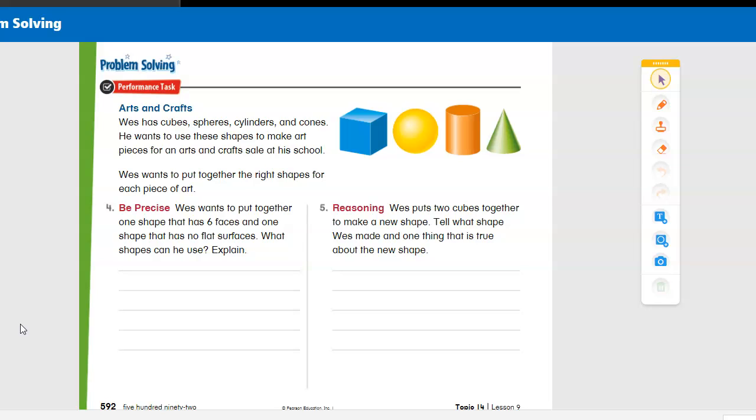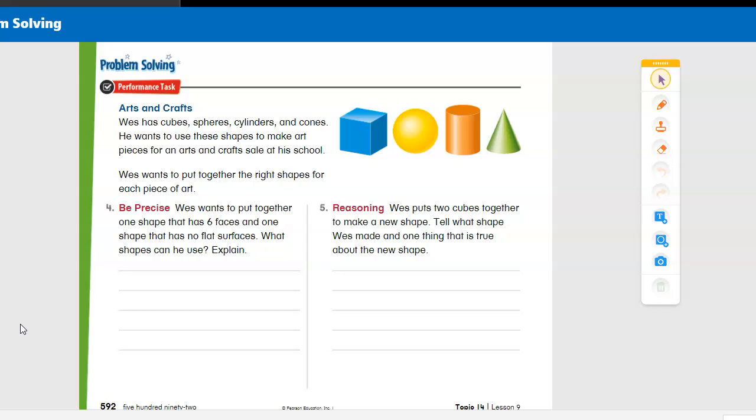All right, so to solve number 4, you need to look at the shapes shown on the page. So the sphere, the cube, the cone, the cylinder, you need to look at those. And you need to find which of those shapes has 6 faces and which shape has no flat surfaces. And write in the answer response what shapes he used.